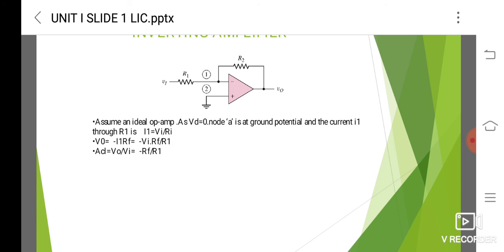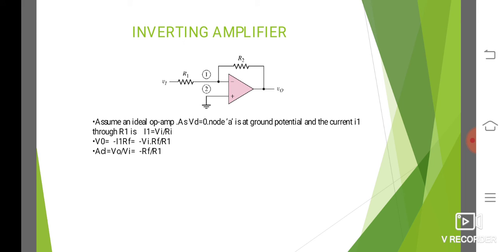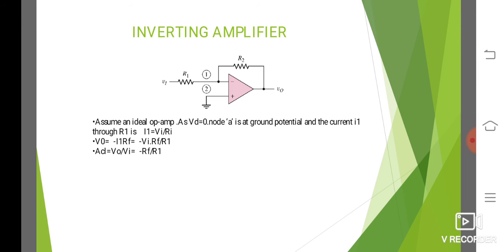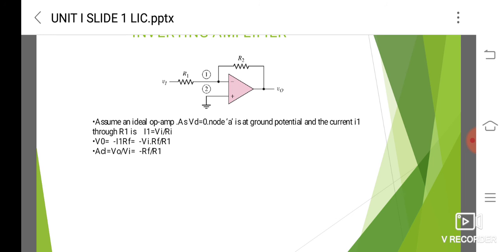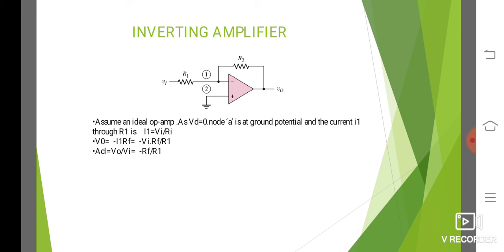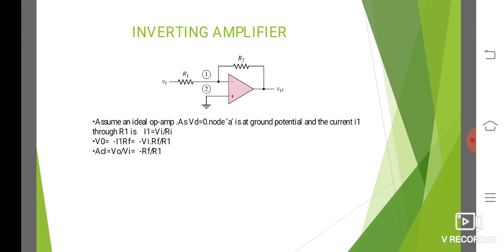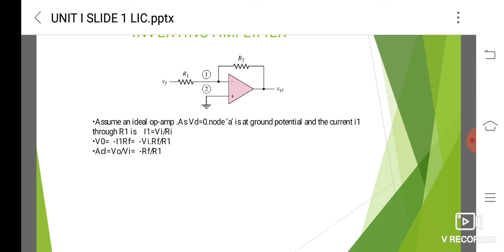Therefore at node A, we are just grounding this node A, and therefore the current flowing through that particular node A is I1. We are taking that current as I1, and it can be written as Vi by R1. Also the output voltage V naught can be written as minus I1 into RF. Why we are using this negative sign: the voltage is fed back, that is, the output is again fed back to the input. Therefore we are using this negative sign.